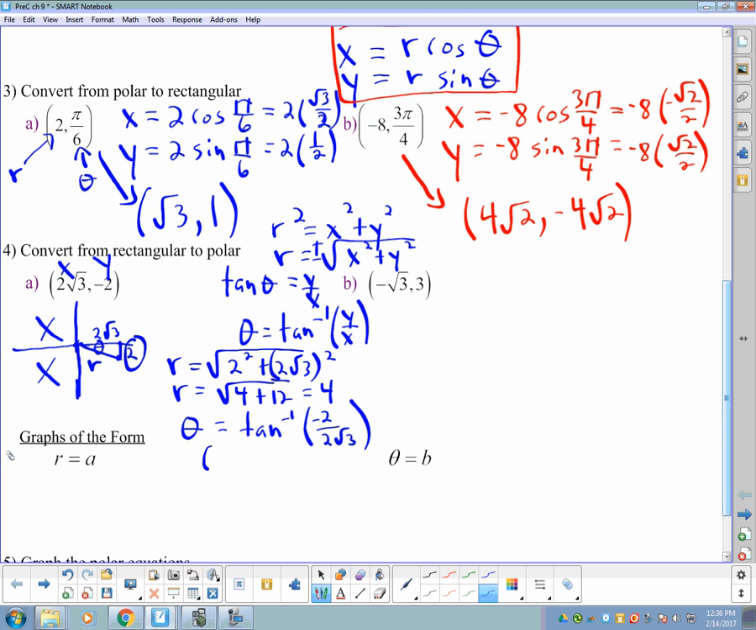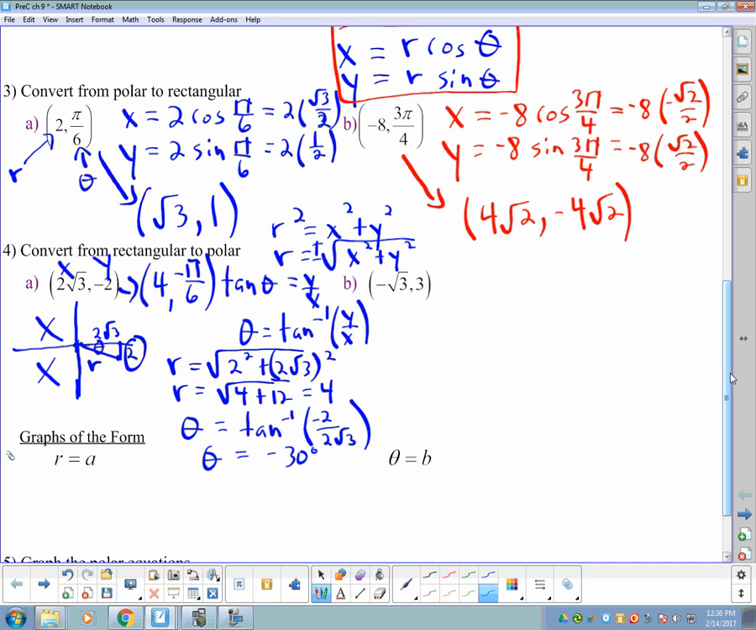Negative 30. So theta equals negative 30 degrees. So my coordinate in r comma theta would be 4 comma negative 30 degrees. Now, if we change negative 30 degrees to radians, what would it be? Negative pi over 6. And that's how we're going to do it. We're going to be using radians when we change from rectangular to polar most of the time. But you should be able to go back and forth between either one. Depends on the context.